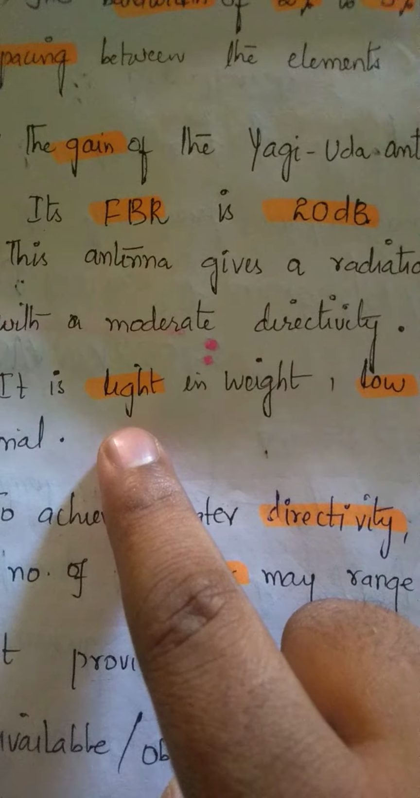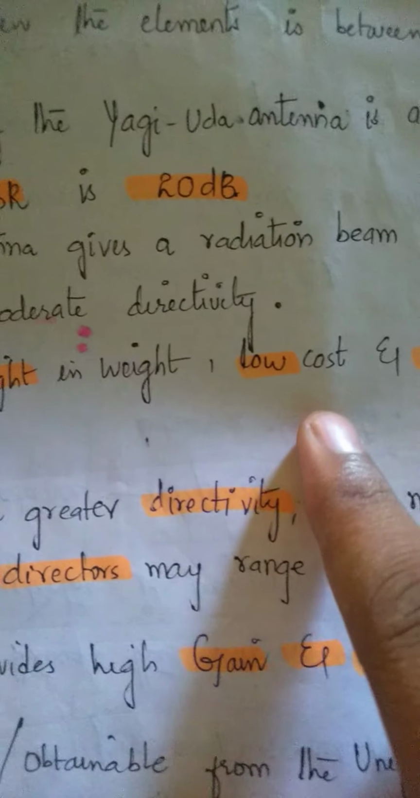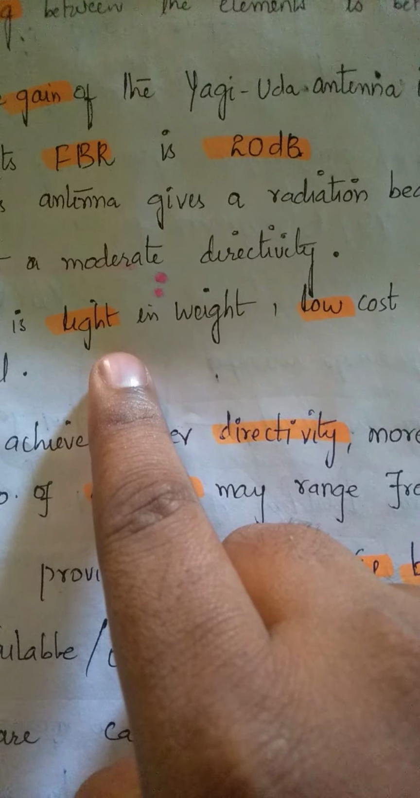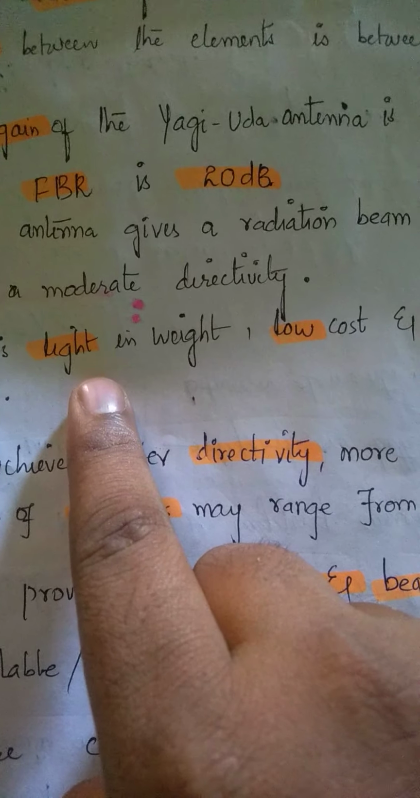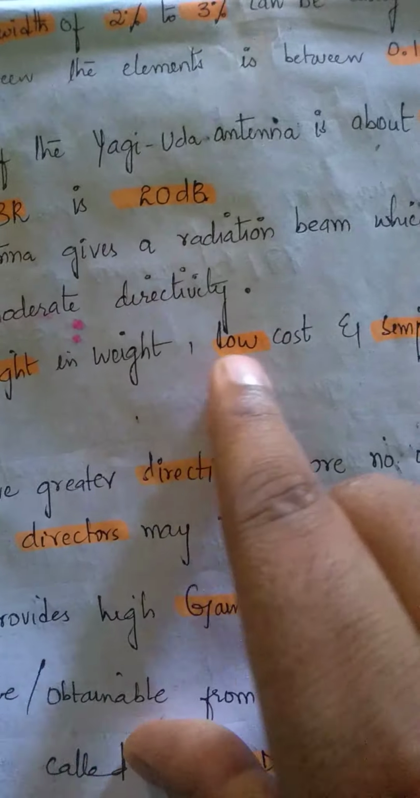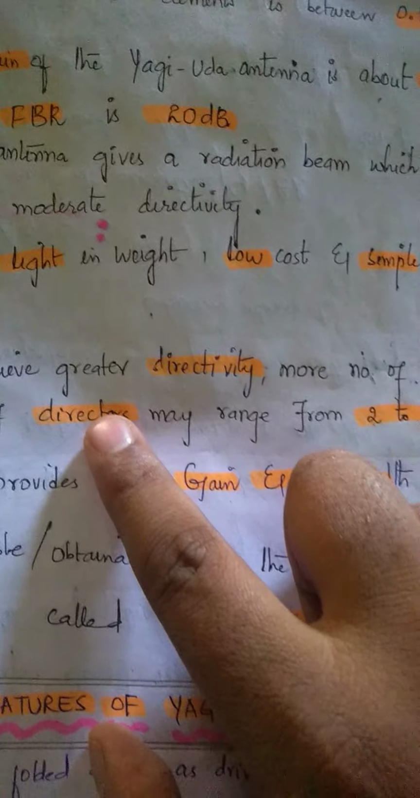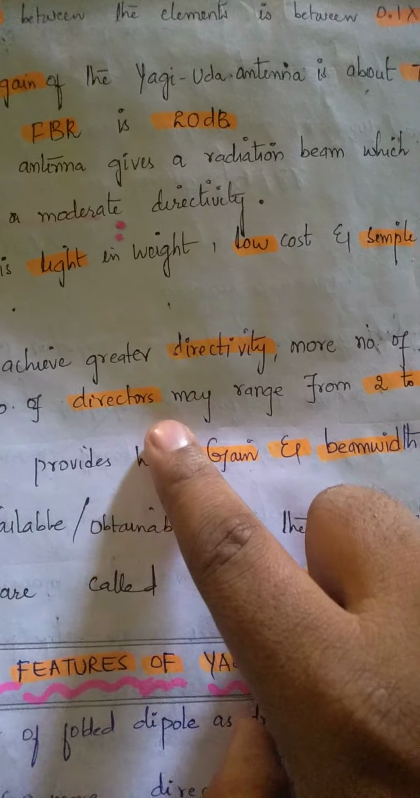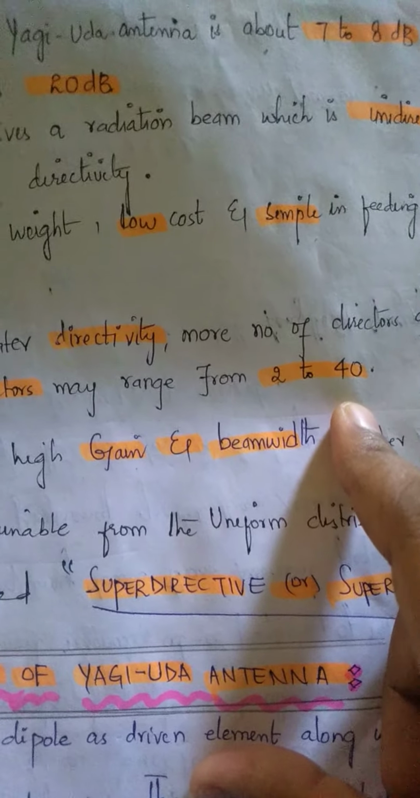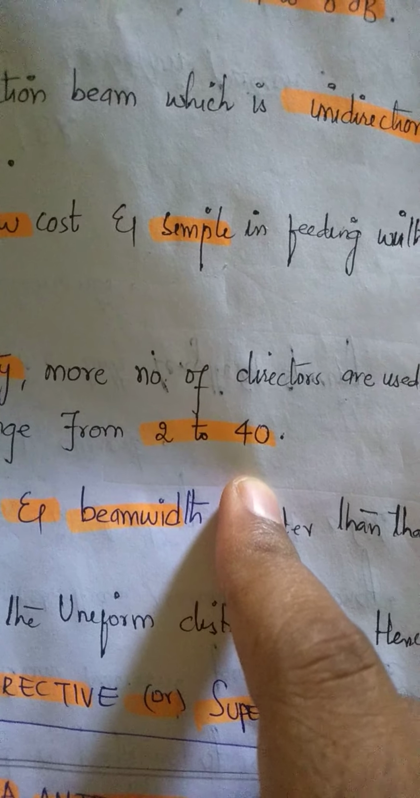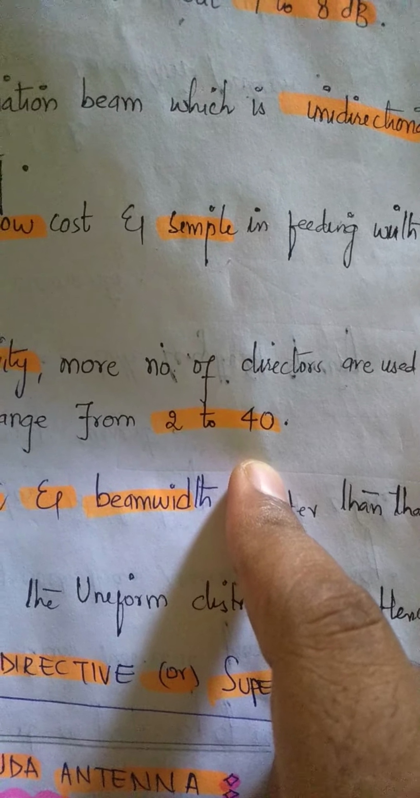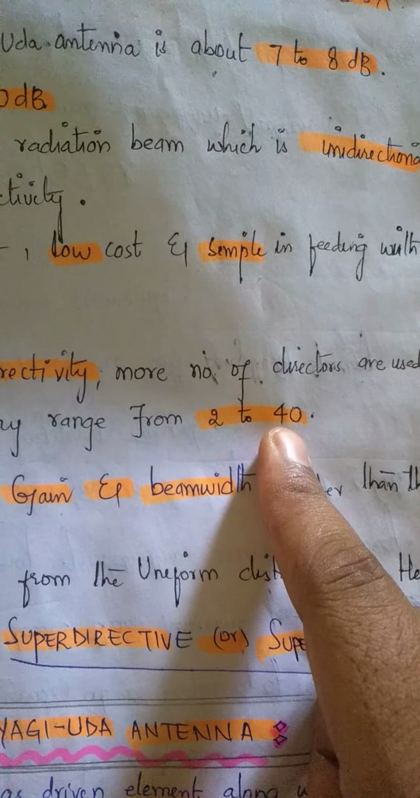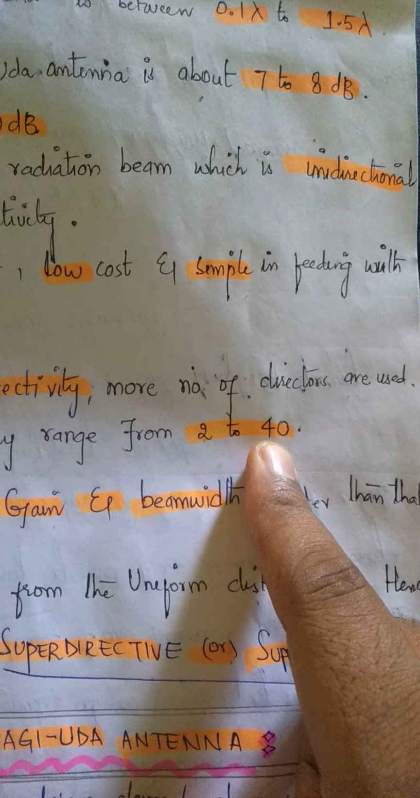One more characteristic of this Yagi-Uda antenna is that it is light in weight, low cost and simple in feeding with the signal. Among all types of antenna, this is one of the lightest in weight and lower in cost. Similarly, to achieve great directivity, more directors are used. The number of directors may range from 2 to 40. That means depending on how much you want to increase the gain, we can add more directors, ranging from 2 to 40. The elements of the array we can add up to 40.